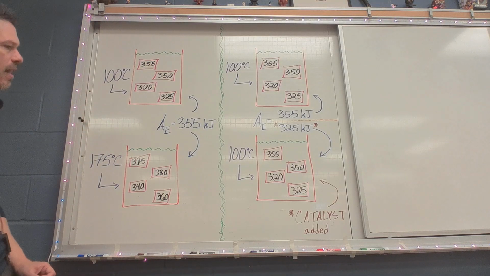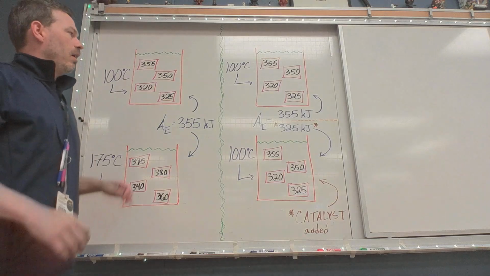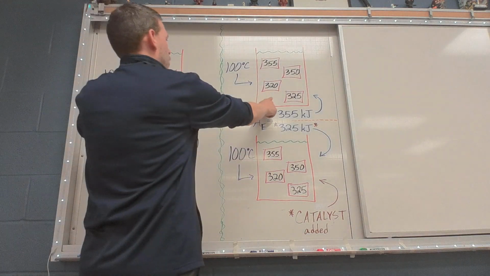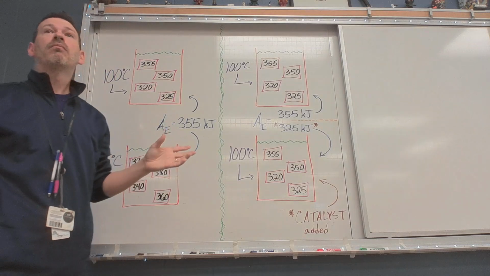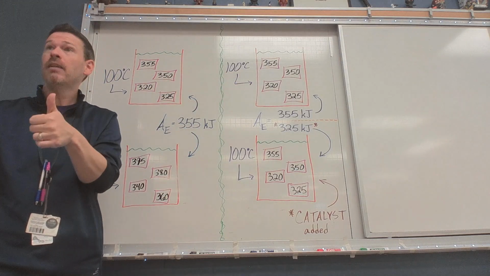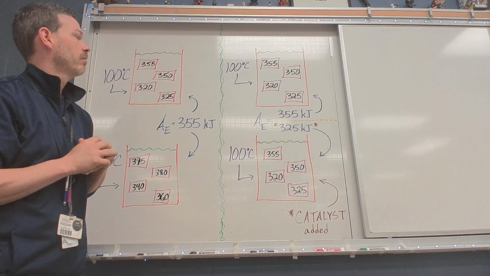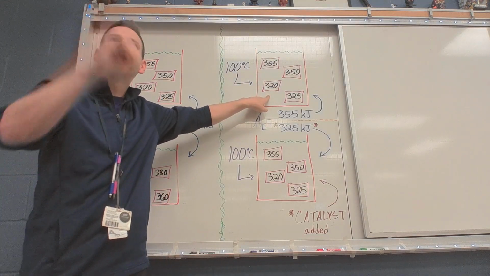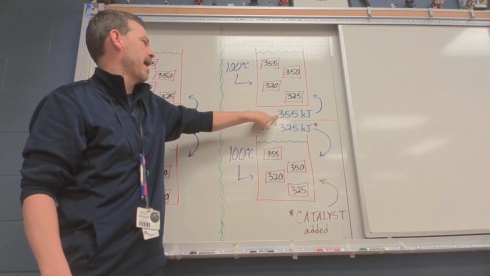Let's go to the other side of the line. First, I need you to notice that this beaker and this beaker are identical in every way. Same temperature, therefore same starting energies of the reactants. Do you see it? And the same activation energy. So if I were to say, how many of them can react? You would say one, just that one, because of that activation energy.